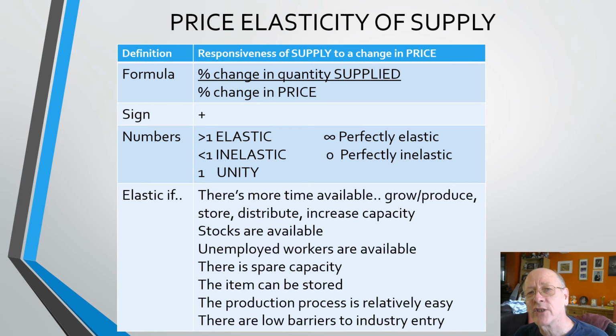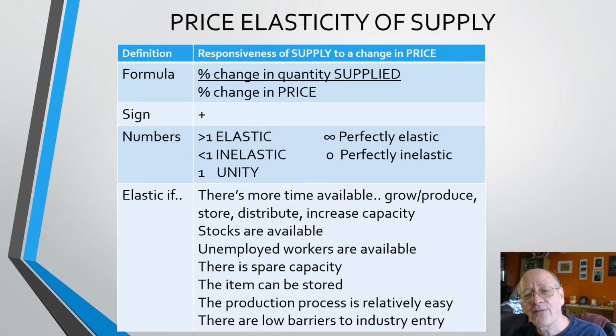Finally, price elasticity of supply. It's really vital not to get it confused in any way, shape or form with price elasticity of demand, apart from the fact that the formula is virtually identical and the numbers mean pretty much the same as elasticity of demand numbers, except the sign is positive because suppliers love high prices, whereas consumers don't.